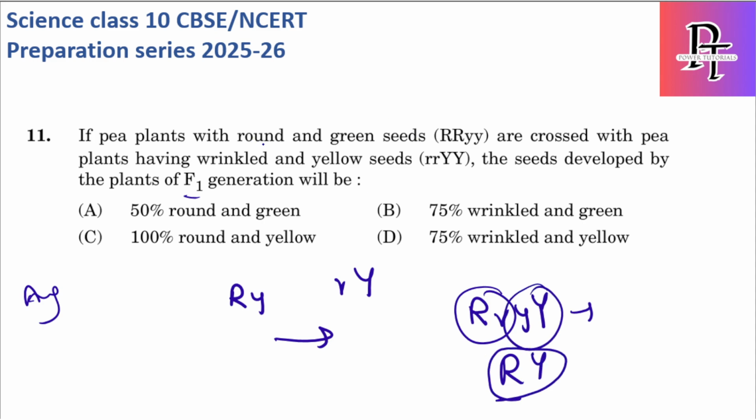Okay, what is capital R? Capital R is round, capital Y is yellow. So round and yellow I will get 100%. Okay, let's move to the next one.